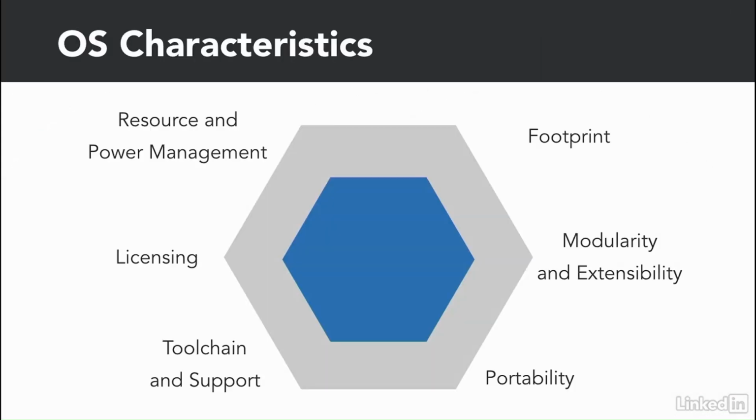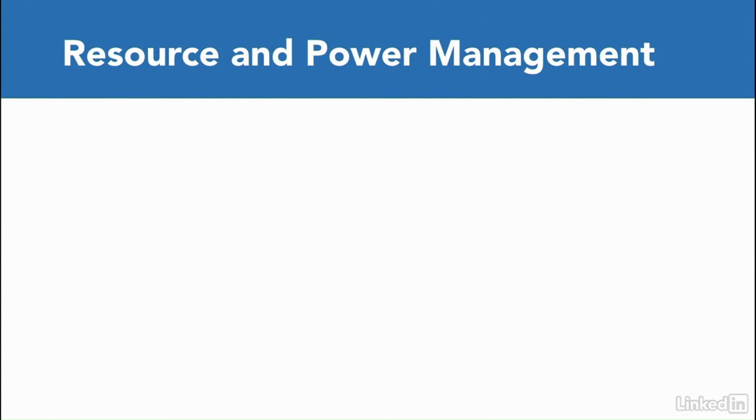If we put characteristics in a more concise way, they are resource and power management, footprint, modularity and extensibility, portability, toolchain and support, as well as licensing. Every OS may have a different weight on each characteristic in the radar chart, but let's look at them one by one first. Resource and power management.